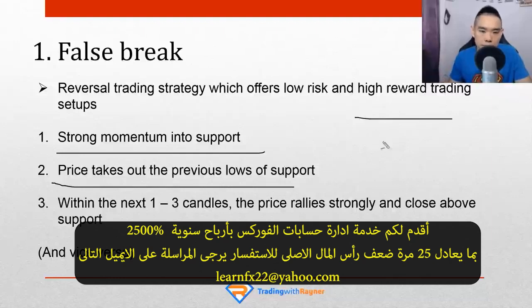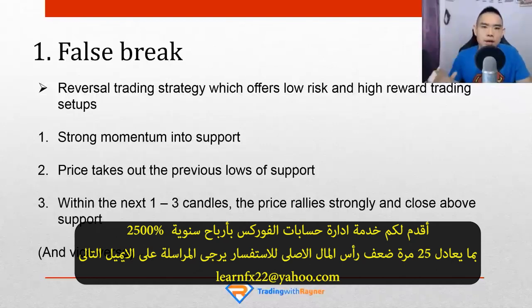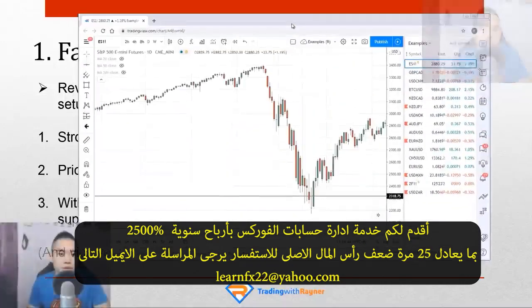So in essence, it looks something like this. Price makes a strong momentum move into this area of support and then quickly rejects it up higher and closes strongly above support. So vice versa for a short trade. You're just looking for a strong momentum into resistance, get a price rejection, and that's pretty much it. So let me share with you a few examples so you can see this in action.